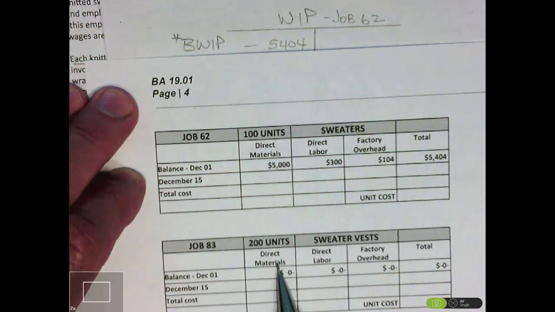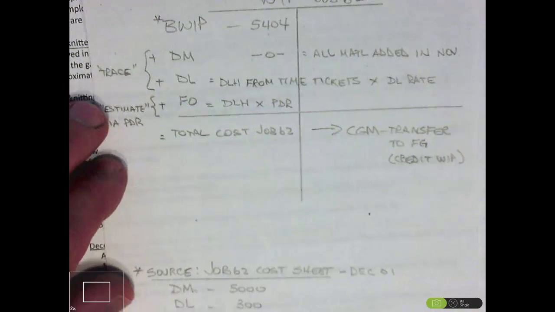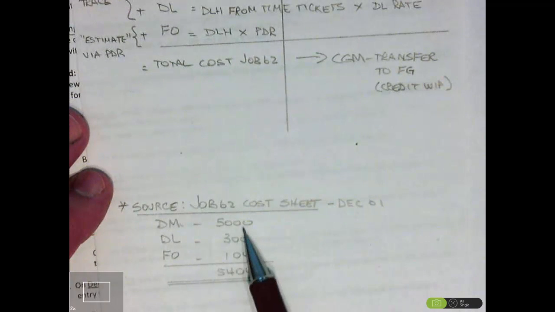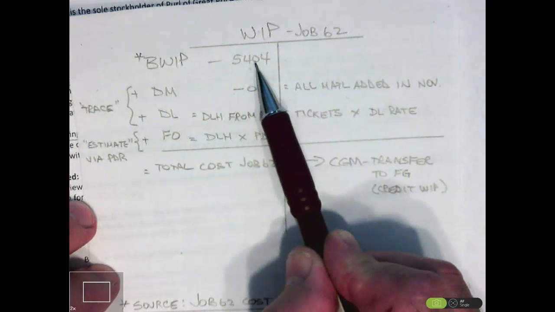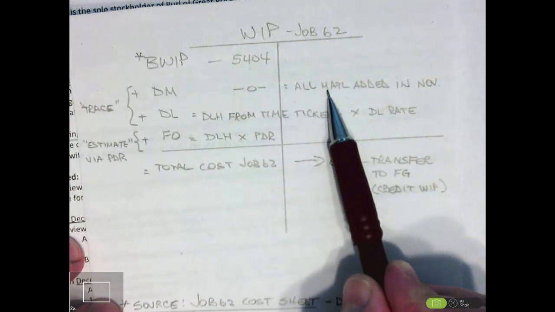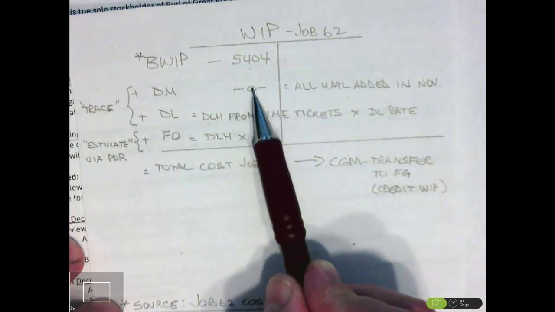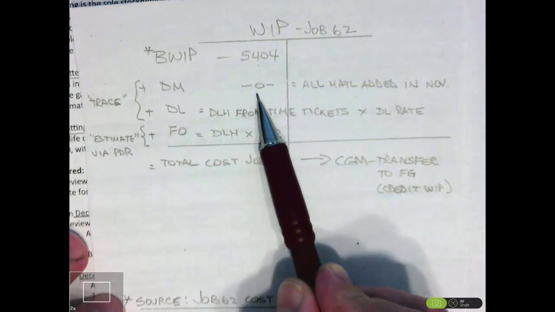Just carrying this on for job 83, you can see that as of the beginning of December, it has not started, so it would contain a zero balance. In short, the material, the labor, and the overhead from the job cost sheet totals $5,404. That's the beginning work in process. All materials are added at the beginning of the process, which would have been November, and so for the month of December, this activity for material, labor, and overhead would be zero.